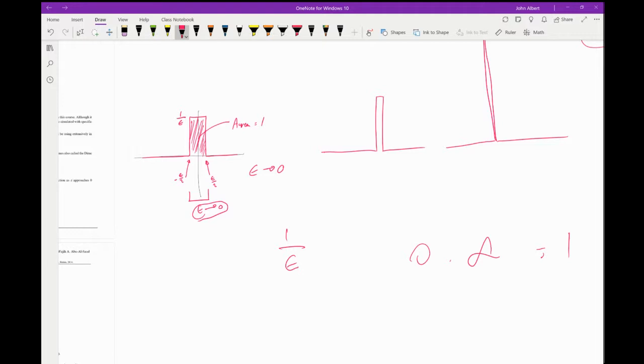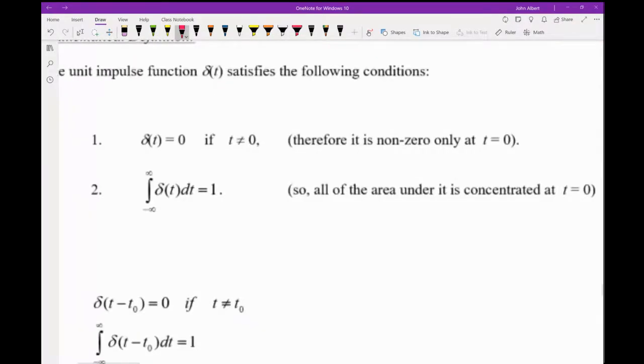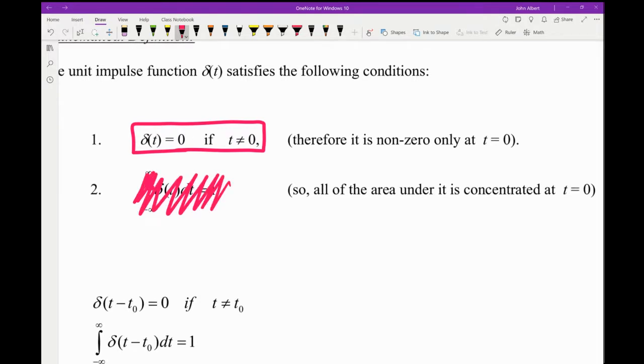But this is not usually how they define it mathematically. They define it mathematically in this form. They say that the unit impulse function is always equal to 0 for all values of t that are not equal to 0. Any value of t that is not equal to 0, that unit impulse function is equal to 0. But I don't stop. If I just left this, then if x of t is equal to 0, this could be the unit impulse function, because x of t equal to 0 is a function that is always equal to 0.